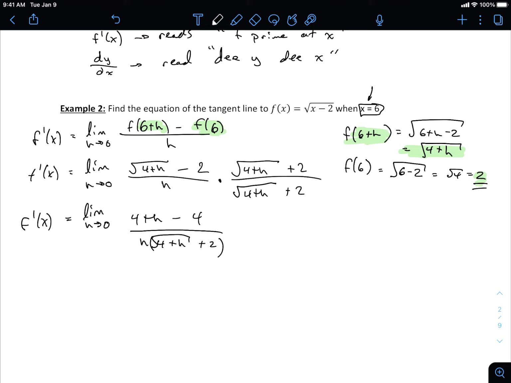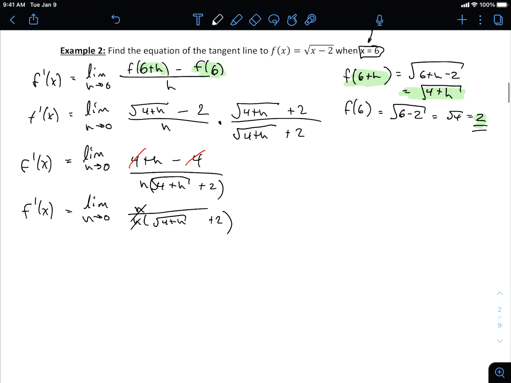But something nice happened in the numerator. The 4 creates a 0 pair with the minus 4, and so we're left with f prime of x, the limit as h approaches 0, of h over h times the square root of 4 plus h, plus 2. Now, look, the h's cancel.